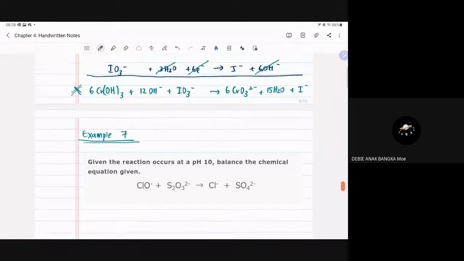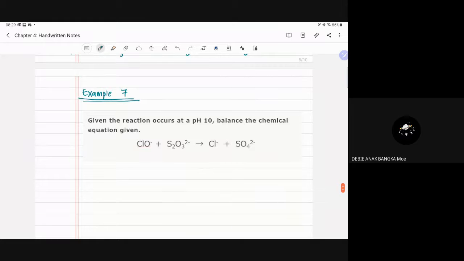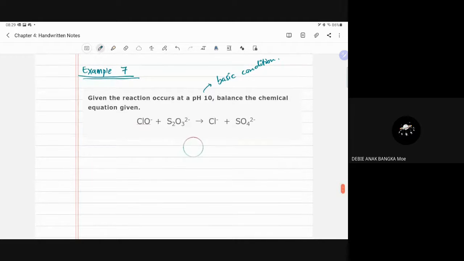Now let's proceed to the next example. Example 7. Dia bagi tahu dengan soalan ni, given the reaction occurs at pH 10, bermaksud dia dekat dalam basic condition. Sebab kita tahu basic di atas 7, alkaline. Okay, so ClO minus, S2O3. I want you to try to answer this one based on apa yang saya dah ajar tadi. Okay, so try to answer this sekarang.